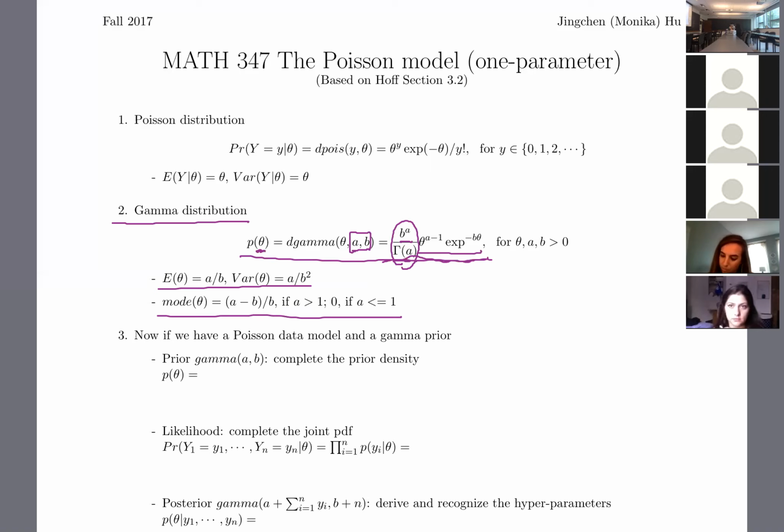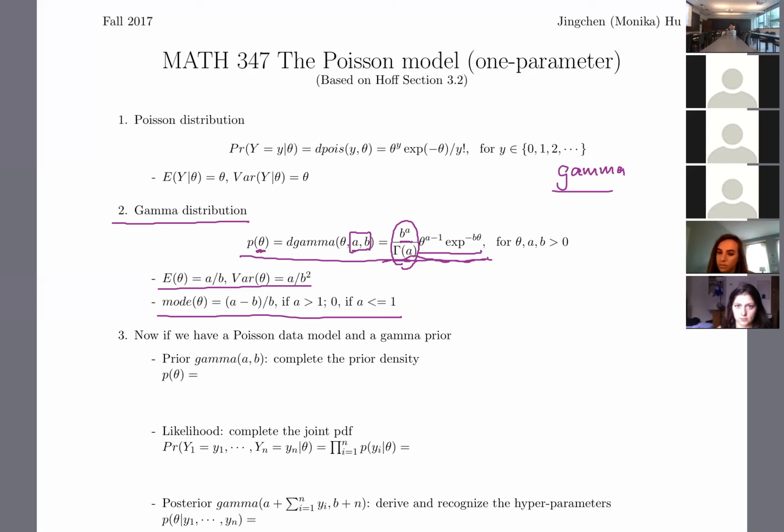In R, is A going to be the shape and the rate? Yes, good point. Okay, so Becky's question is about gamma; there are two ways to parameterize it.